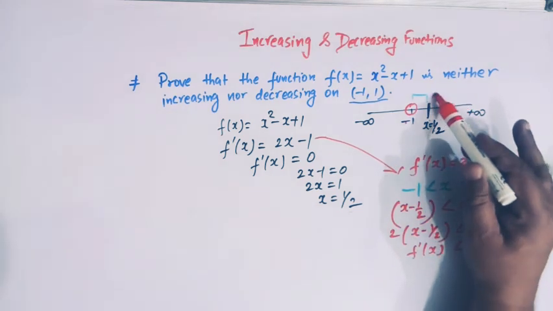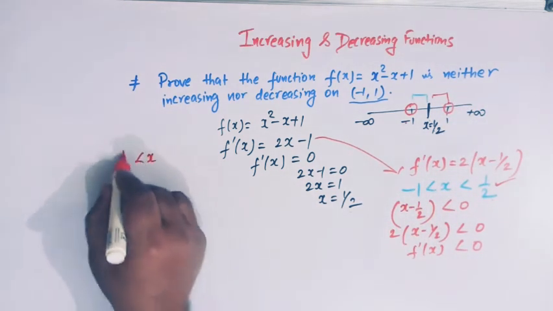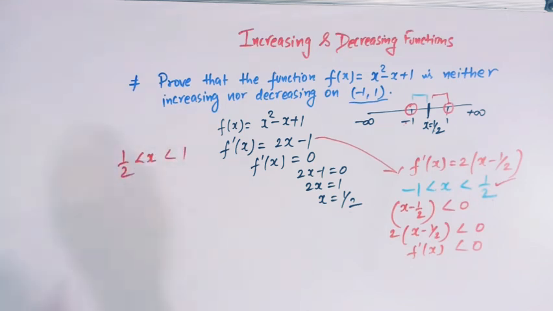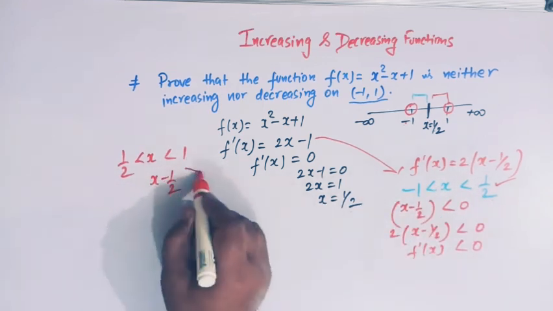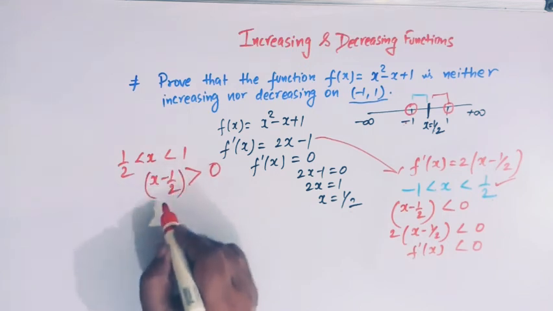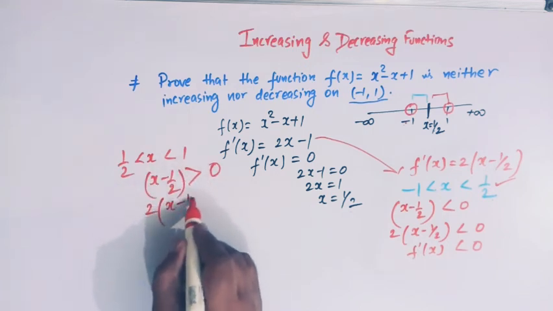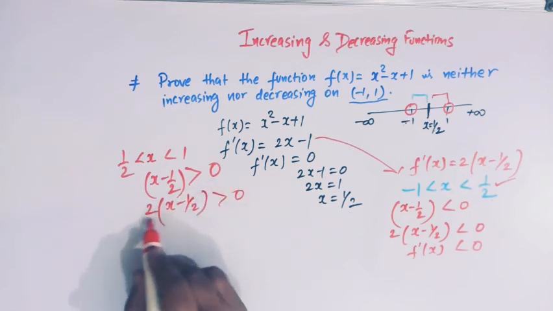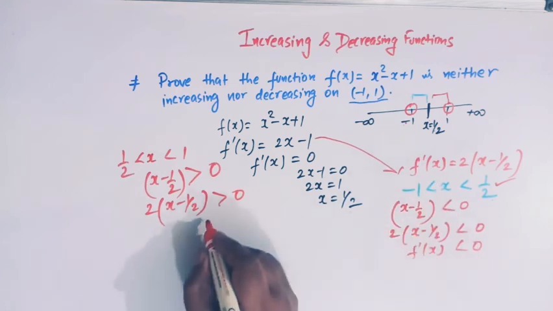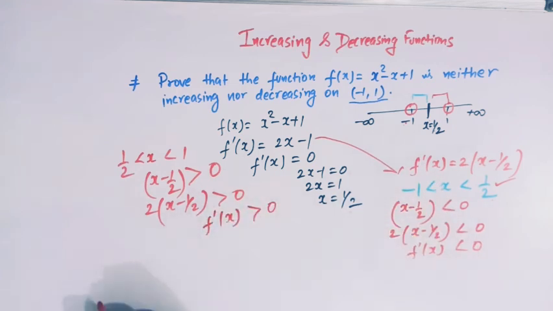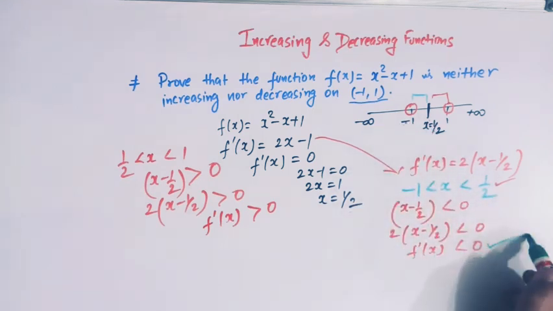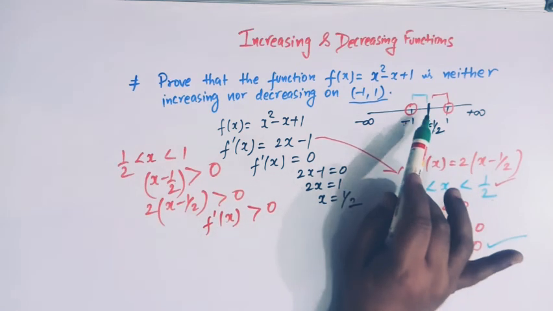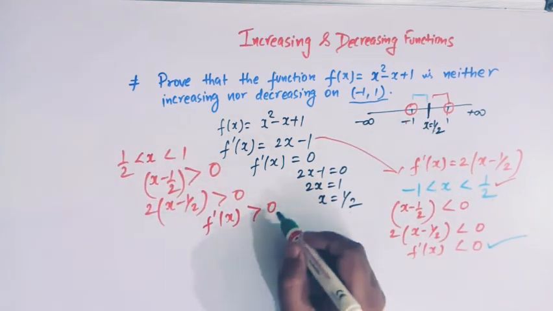Now let us take this interval, that is x is greater than half but less than 1. Now when x lies between half and 1, then we see that x minus half is greater than 0, and multiplying both sides by 2, we get 2 times x minus half is greater than 0, and 2 times x minus half is our derivative. So f prime of x is greater than 0. So viewers, here we see that when x lies between minus 1 and half, the derivative is less than 0, and when x lies between half and 1, the derivative is greater than 0.